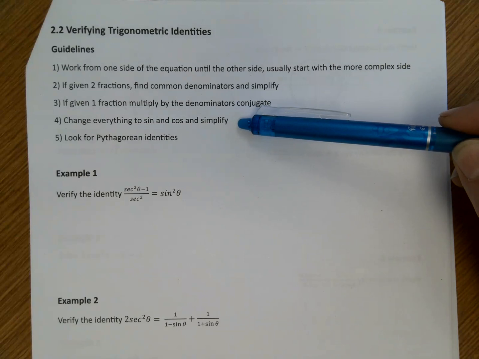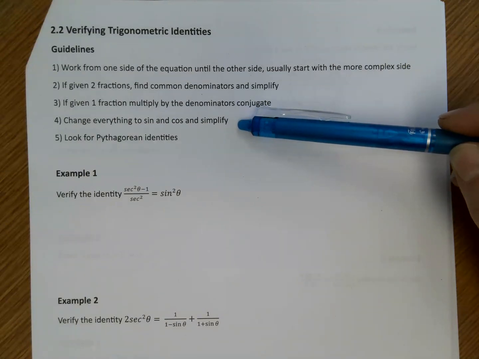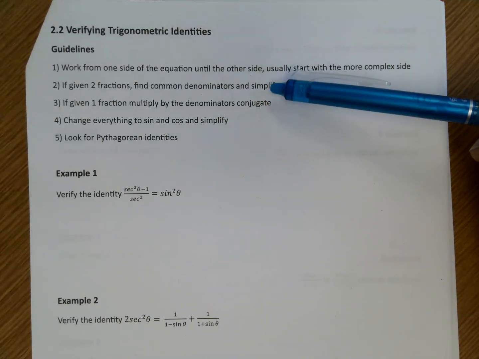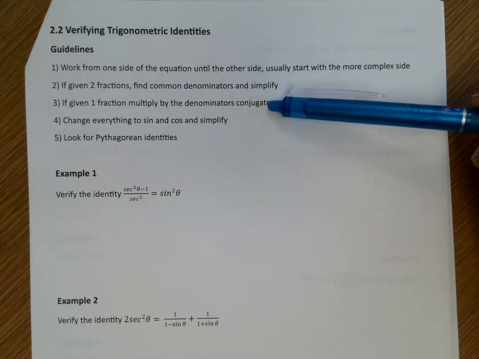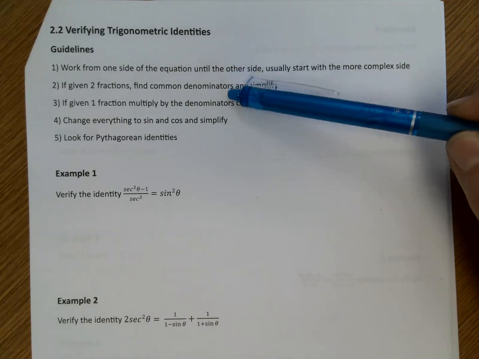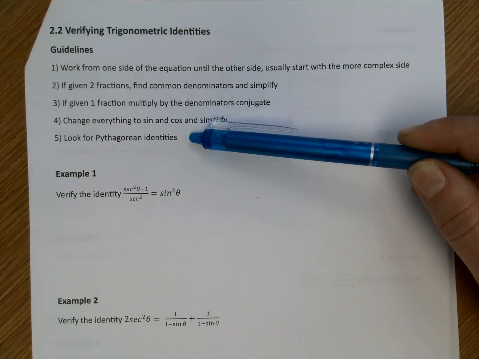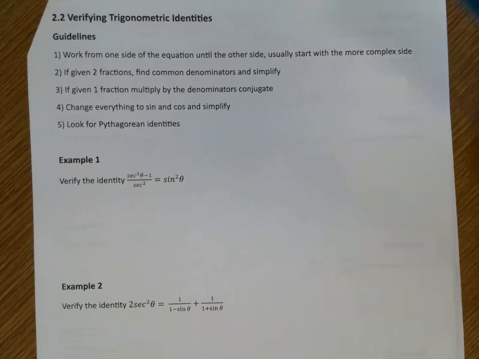If nothing else, you can always try to change to sine and cosine. I wouldn't start with that until you went with these three first. And last but not least, once you do these three, try to look for Pythagorean identities whenever you have something squared. So looking at this first one.